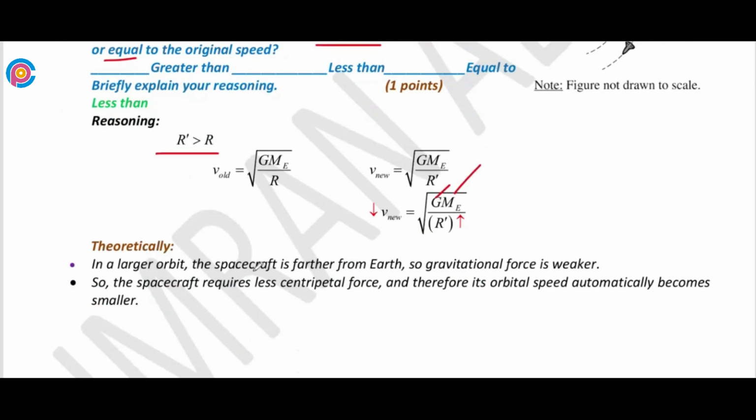Theoretically, in a larger orbit the spacecraft is further from the Earth, so the gravitational force is weaker. The spacecraft requires less centripetal force, so the orbital speed automatically becomes smaller. That's the theoretical explanation of why the speed is going to be less.